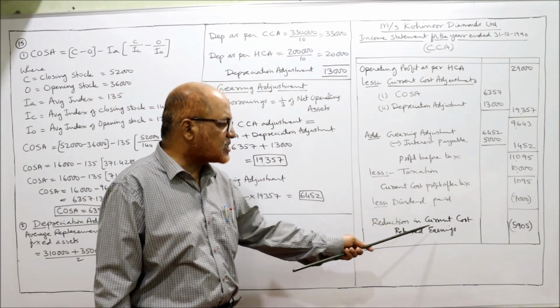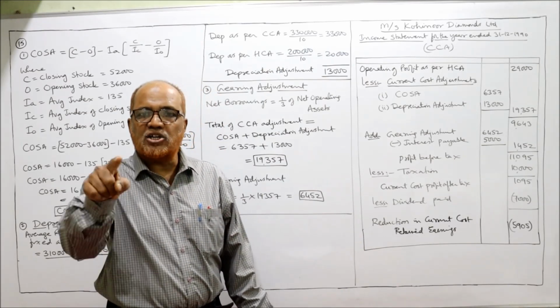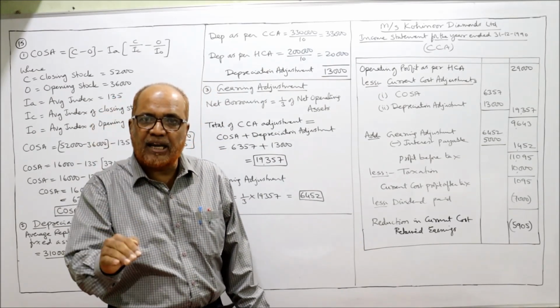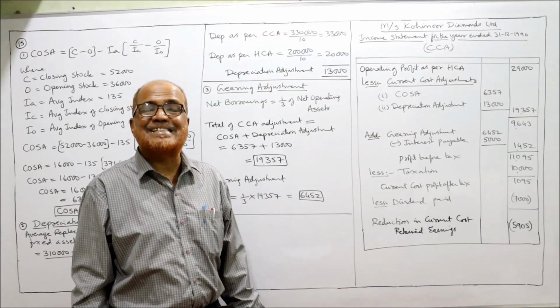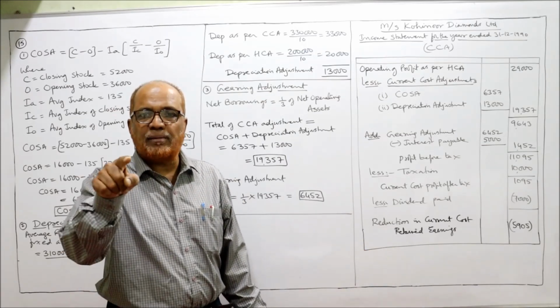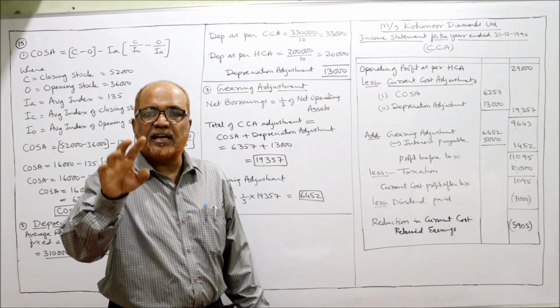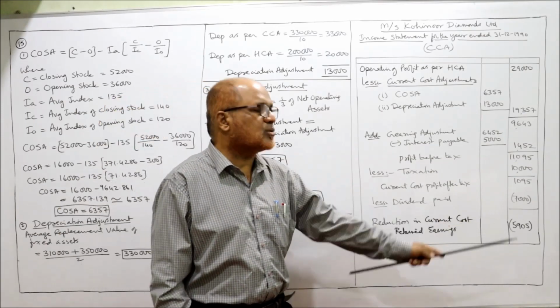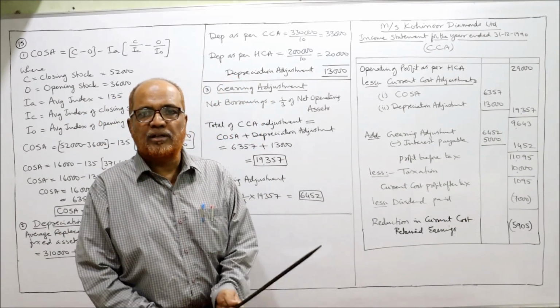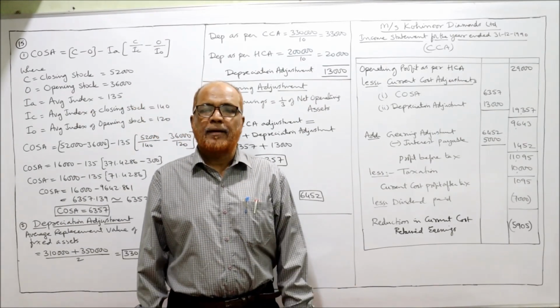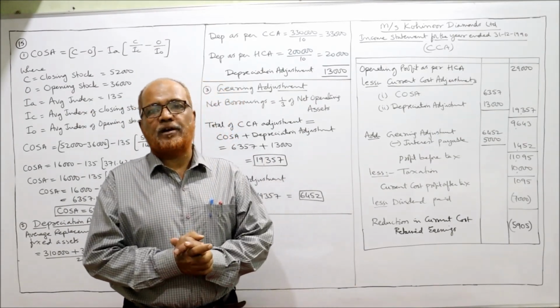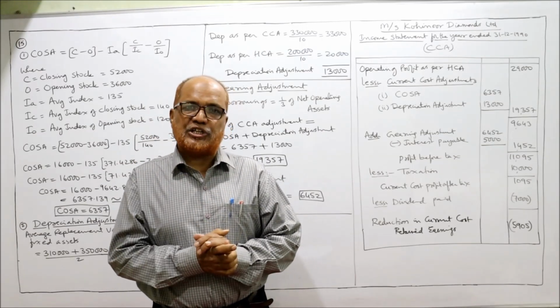Reduction in current cost retained earnings. Current cost retained earnings have been reduced as per the current cost accounting, CCA method. So in the CCA method, the retained earnings have been reduced by 5,905. That's all. This is the income statement according to CCA. This is the end of the topic, accounting for price level changes.